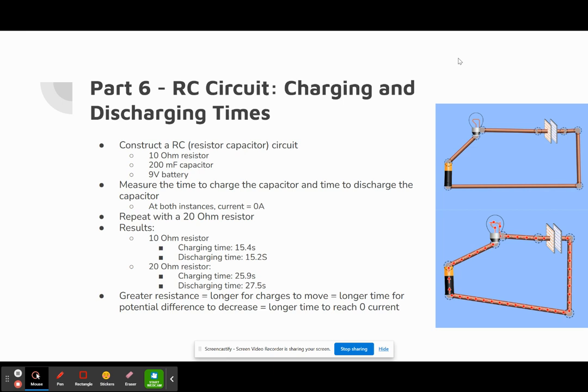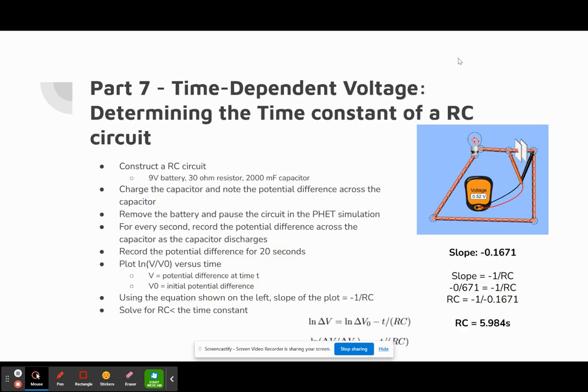Our results for the 10 ohm resistor had a charging time of 15.4 seconds and a discharging time of 15.2 seconds, and our 20 ohm resistor had a charging time of 25.9 seconds and a discharging time of 27.5 seconds, meaning that the greater resistance is equal to a longer time for the charges to move, and a longer time for the potential difference to decrease, as well as a longer time to reach a zero current.